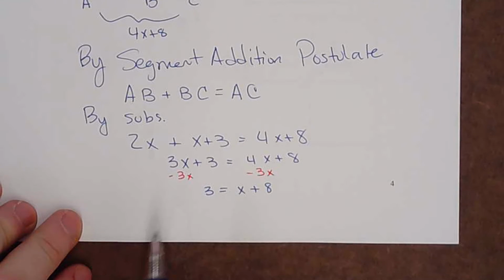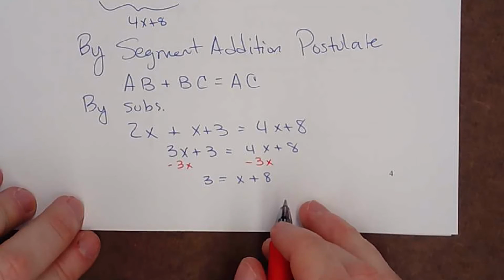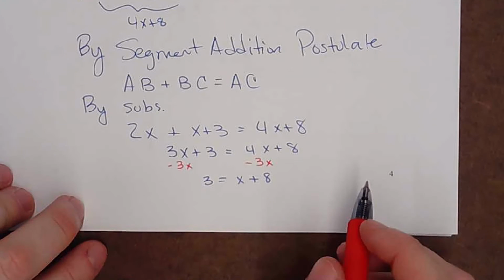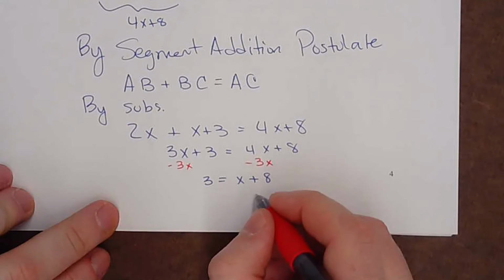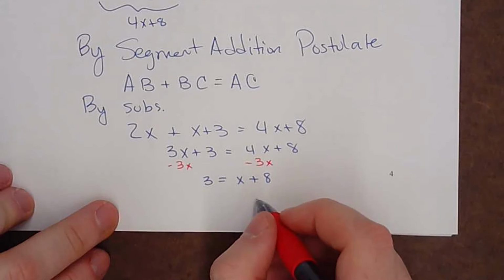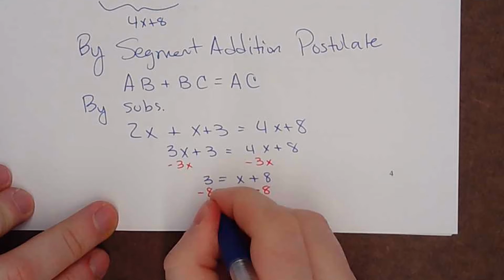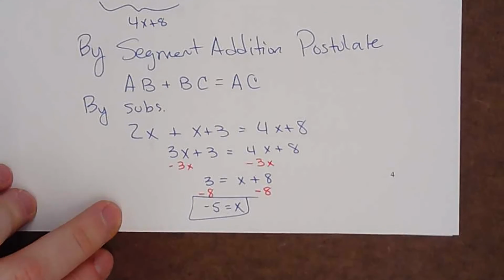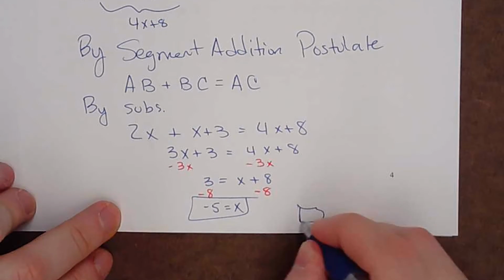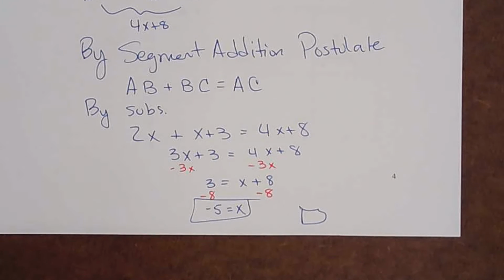I need to get my regular numbers together. What am I going to do next, Bailey? Subtract. What? 8, because I want to get my regular numbers together. And I get negative 5 equals x. Oh, look, it does equal x. There's my proof. Box. How do you feel about the setup?